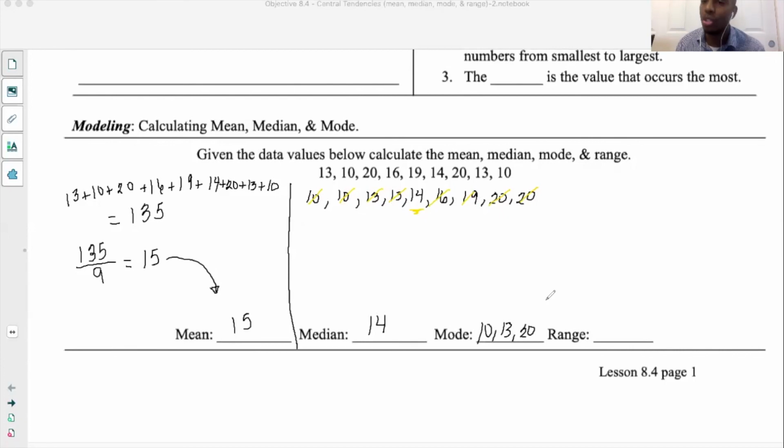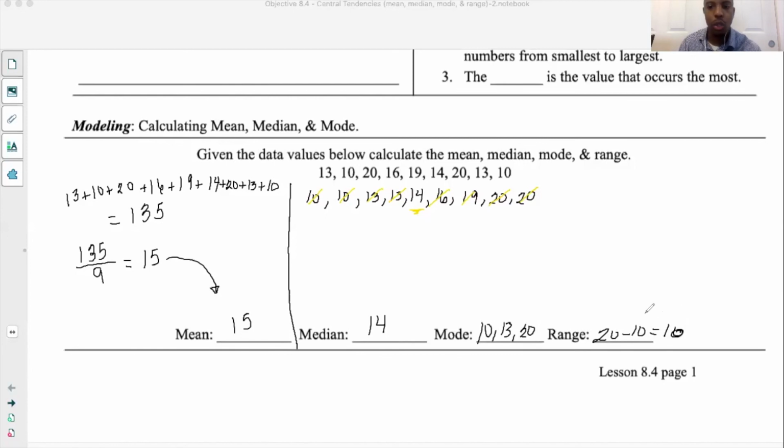Now, if there was an extra 20 there, where there was 3 20s and 2 10s, 2 13s, then 20 would be the mode because that's the most reoccurring. However, because all 3 of those occur the same amount, I'm going to write all 3 of them as the mode, right? The range we know is the highest minus the lowest. So for the range here, we're going to do 20 minus 10, and we're going to get our answer of 10.